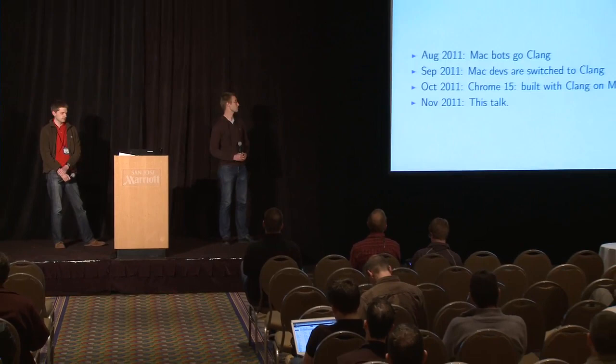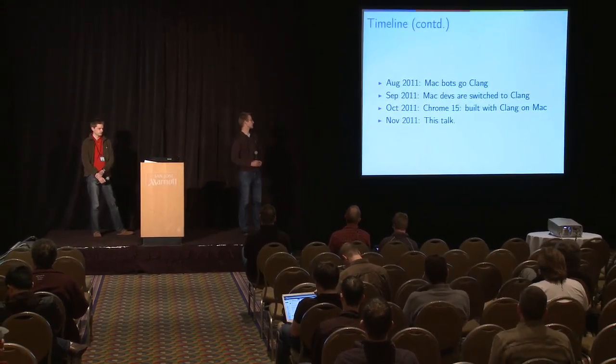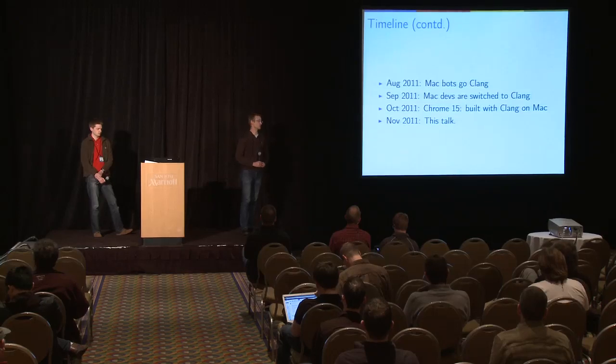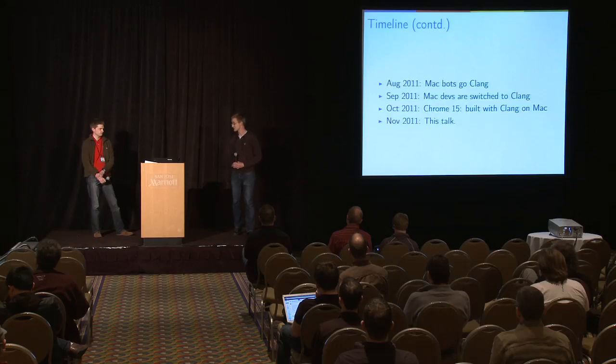3 months ago, we moved all the bots that built the Chrome that ships to users to Clang, and once it looked like this will actually stick and there aren't any showstopper problems, we moved our Mac developers over. And just 1 month ago, we released Chrome 15, which is the first stable Chrome release that's built with Clang on Mac. And the culmination of our efforts so far is the opportunity to give this talk at this meeting.